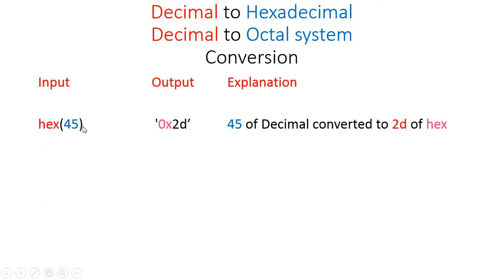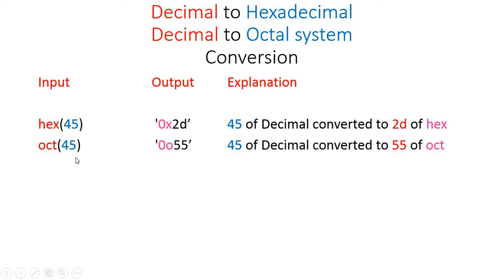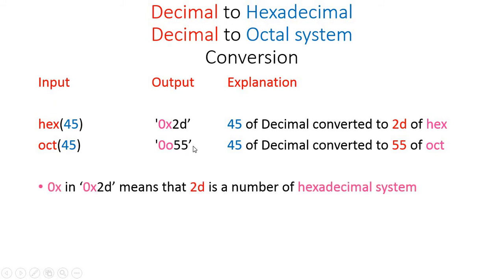Now, how will you convert the decimal system to hexadecimal or to octal, the base 8 and base 16 systems? For that, we use hex and oct. If you type hex and a number, that number will be converted into hexadecimal, that is the system of 16. In the system of 16, 45 is equal to 2D. If you want to convert that number 45 into the octal system, that is the system of 8, then you type oct, which is used for converting a decimal number 45 into octal. So it will be converted into 55. So what are these 0x and 0o?